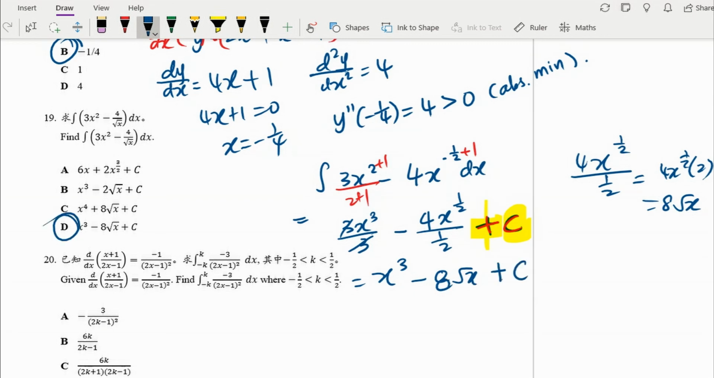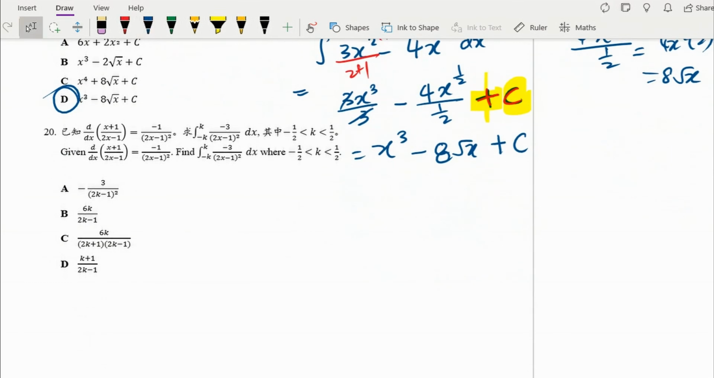Okay, last question. Oh, this is an anti-derivative question, which is pretty straightforward. You read the question first.